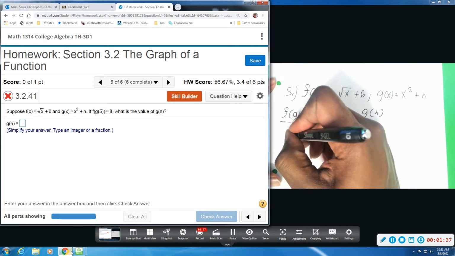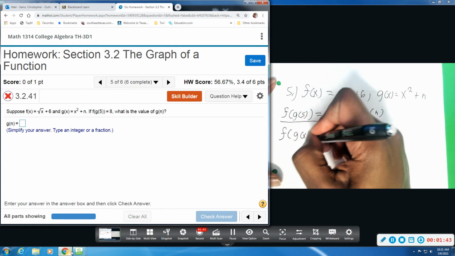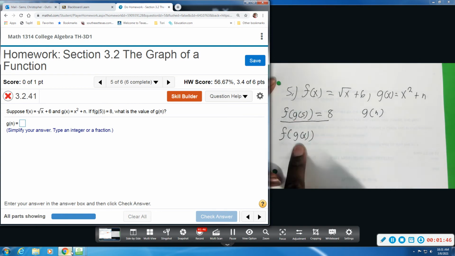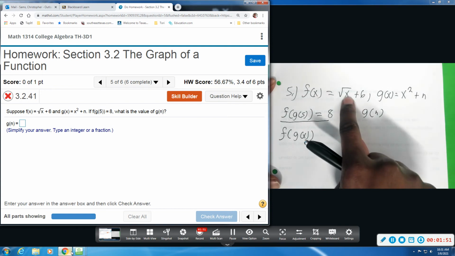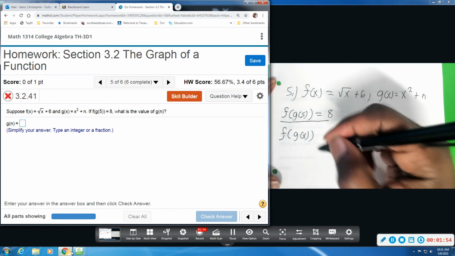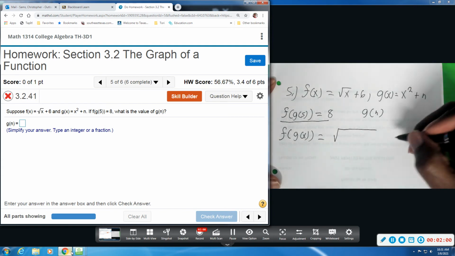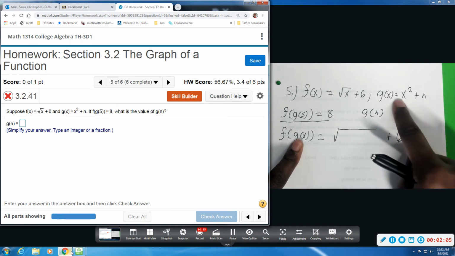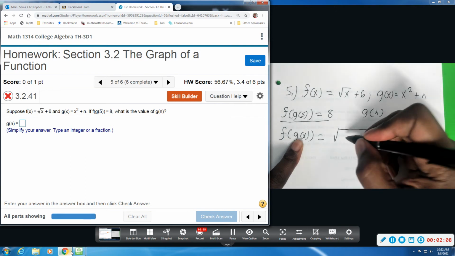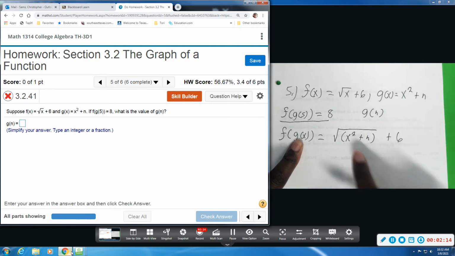So first, let me do f of g of x. I'm going to replace it with the x in there. So I'm taking this equation, which is the square root of x plus 6. Instead of x, I'm going to replace that with g of x equation. So that is the square root, instead of x, I'm going to leave it blank, and then plus 6. In place of the x, we're going to replace the g of x equation, which is x squared plus n. So right here, we're going to replace that with x squared plus n. That's in the place of that square root of x. All right, so that is what that means.